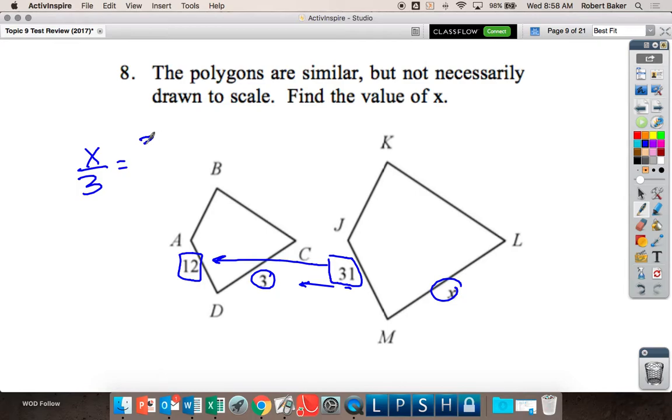Now we have 31 over 12. Cool. So then you would solve that by yourself. Does that seem impossible? Guys, that's something that you're going to have to do on the test time and time and time again.